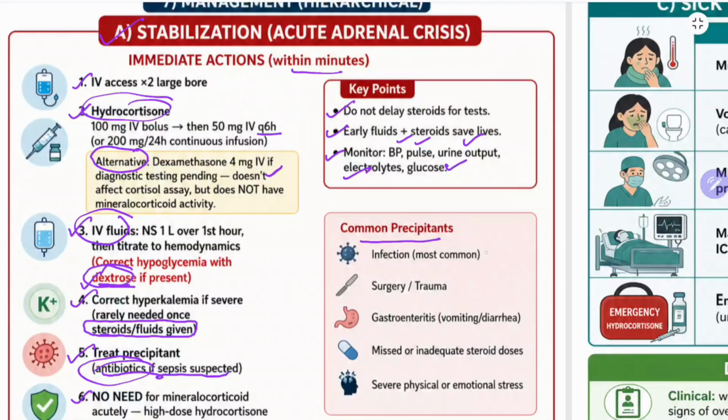Common precipitants. Infection is the most common, I said. Surgery or trauma. Gastroenteritis, vomiting and diarrhea. Missed or inadequate steroid doses. Severe physical or emotional stress. So these five are common precipitants. Any stressful situation can precipitate acute adrenal crisis, the most common being sepsis or infection.